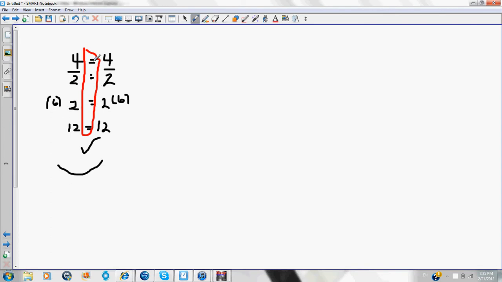So try to remember that. Bring these equal signs straight down and only do on one side and the other side. You never do the same thing to the same side, okay? All right, let's try a problem.